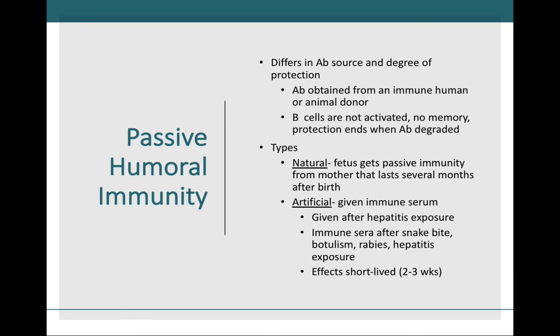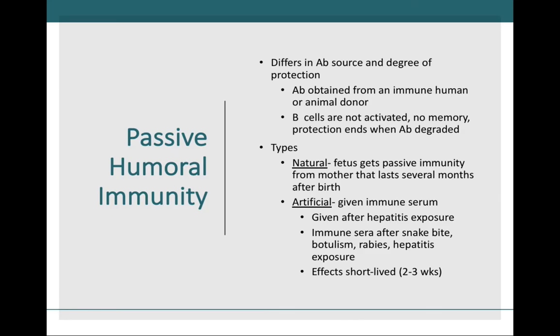Artificial passive humoral immunity can be used when our adaptive immune system is not going to kick in quick enough to help us to survive. Oftentimes, snake venom is deadly enough that we will not live long enough to be able to give that second response. So by administering the antibodies artificially, we can save the patient's life.